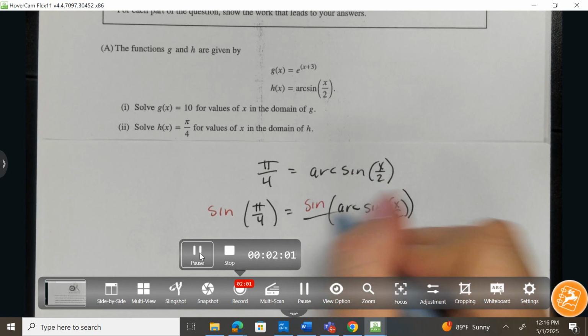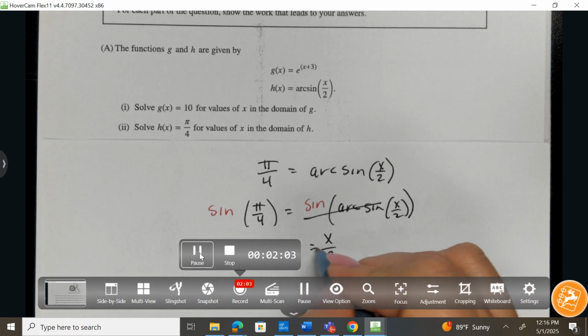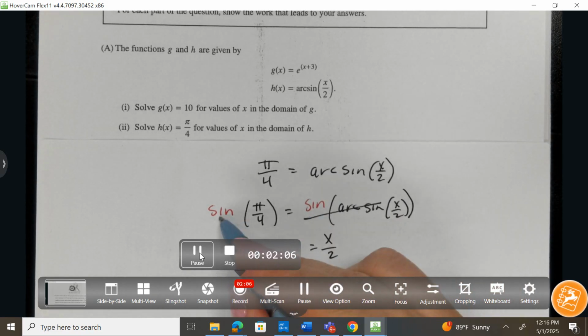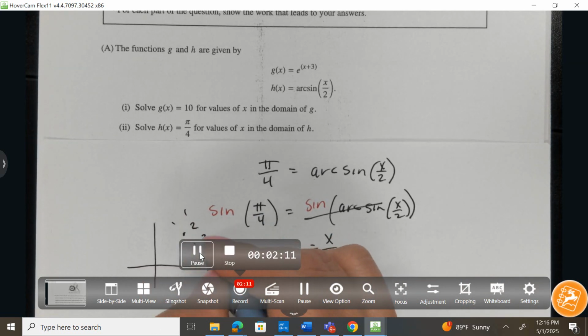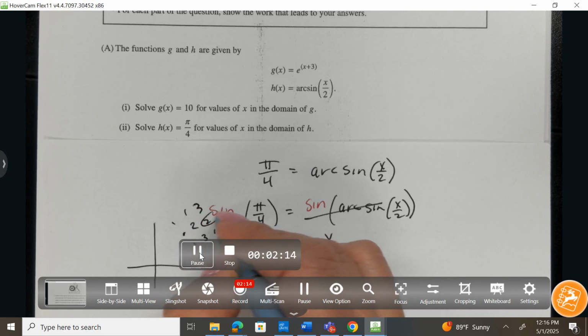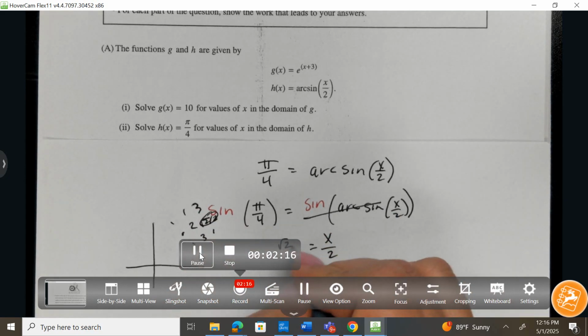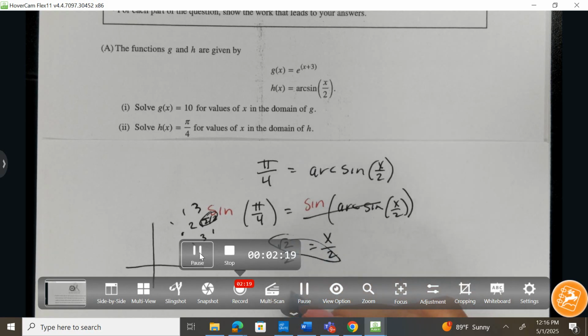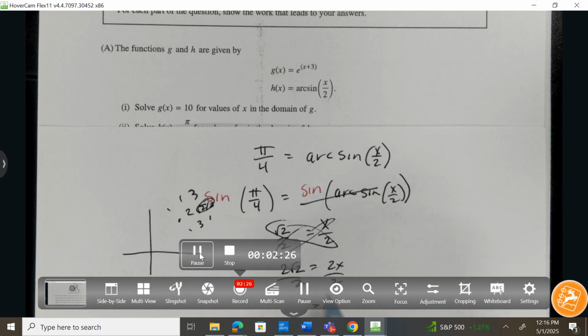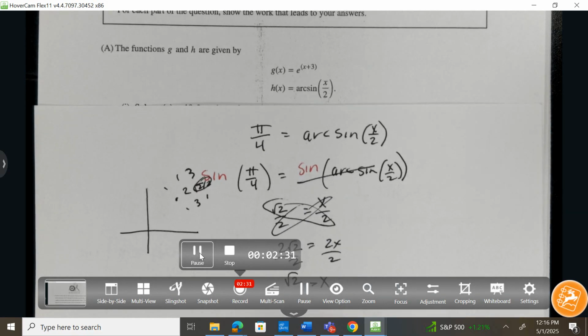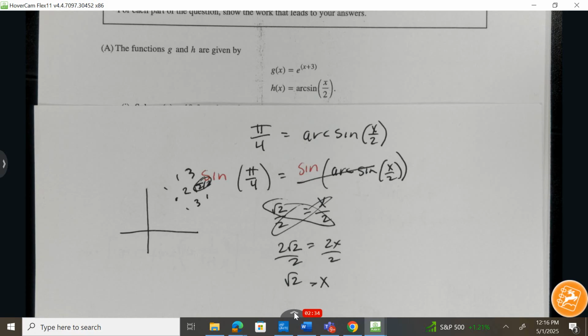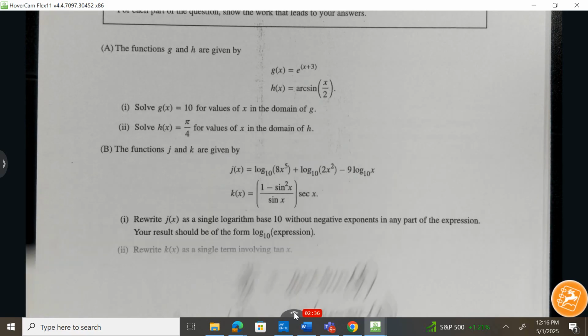Okay, now I'm left with pi over 4 equals, and now I need to ask myself, what is the sine of pi over 4? Here's pi over 4, so 1, 2, 3, 1, 2, 3. So it's going to be the square root of 2 over 2. Okay, well, let's multiply. So we have 2 times the square root of 2 equals 2x divided by 2, divide by 2, and x equals the square root of 2 reduced down. Okay, let's make sure you can see that before I go ahead and move on to the next section.